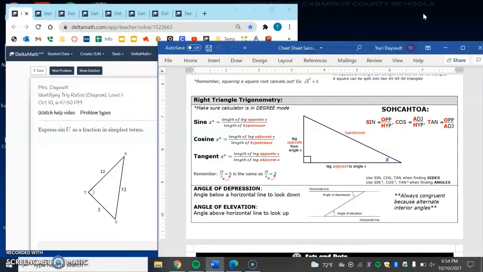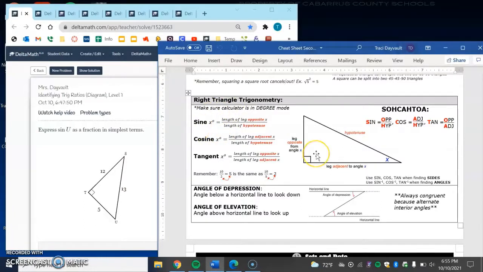Since we know that similar shapes have proportional side lengths, the ratios are equal, and that gives us ratios for a right triangle. The ratios are called sine, cosine, and tangent, abbreviated SIN, COS, and TAN. Those are ratios of sides of similar right triangles. All right, where do I begin?